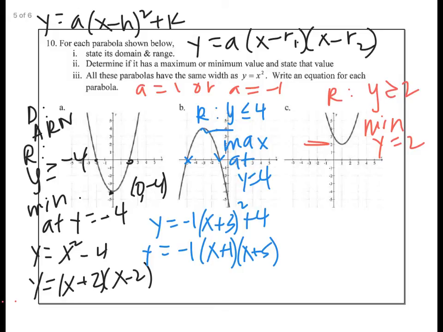Here I can actually only write my equation in one format. I can only write it in vertex form. I know my vertex is at 1, 2. I can't write it in factored form because I don't have any zeros or roots. So if I put this in vertex form, it's going to be y is equal to, my a value is 1, I do x minus h, so in this case it'd be x minus 1 squared plus k. My k is 2.